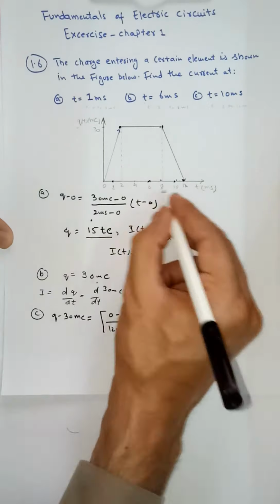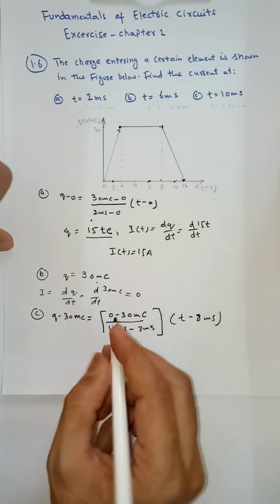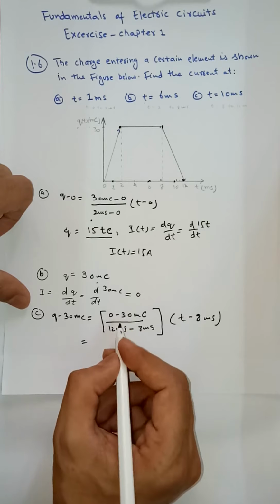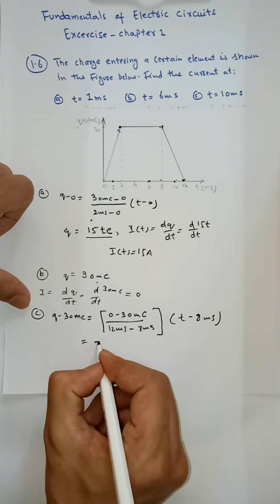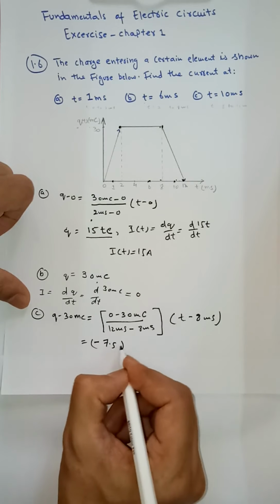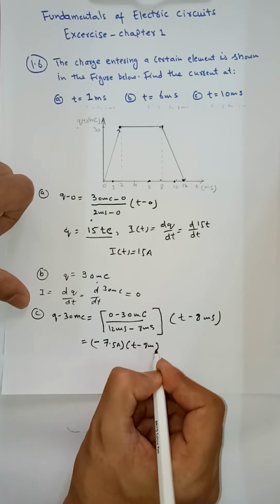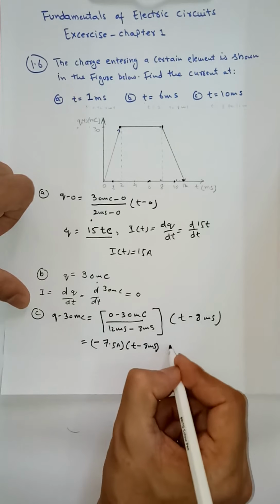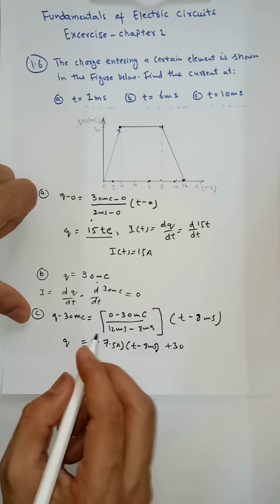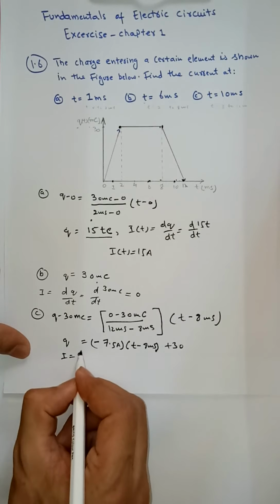Or we can say t minus 8 millisecond. So this will become, easily, minus 30 divided by 4, which is minus 7.5, times t minus 8 millisecond, plus 30 millicoulomb. However, as we know, i is equal to dq by dt.